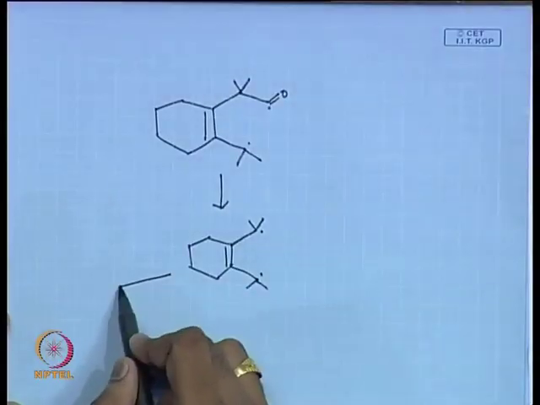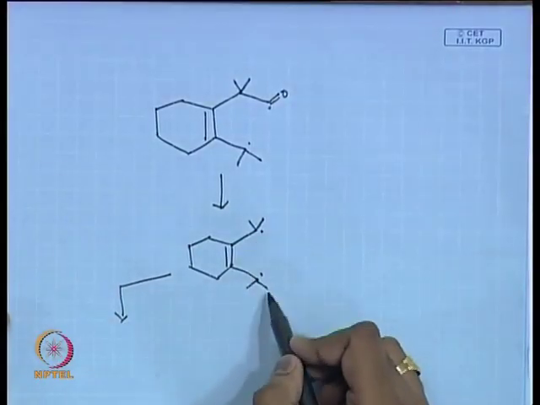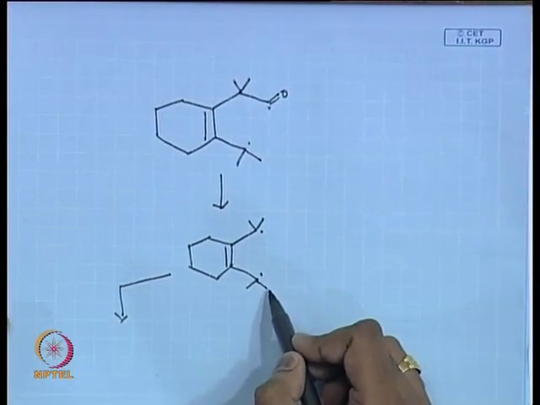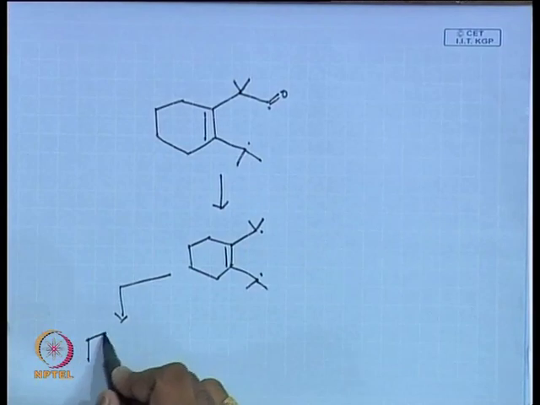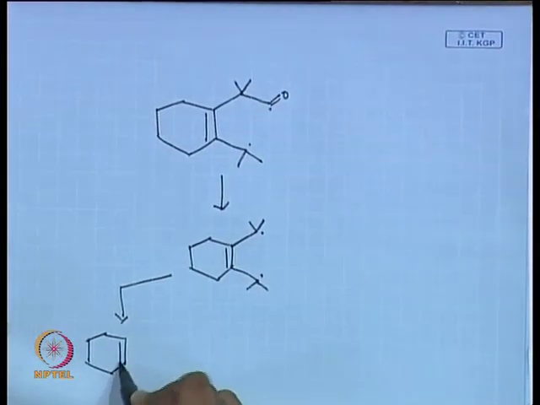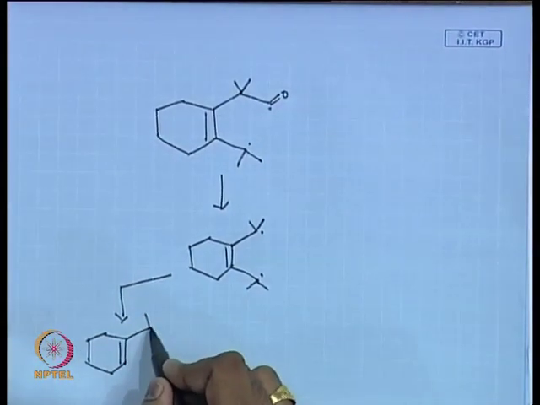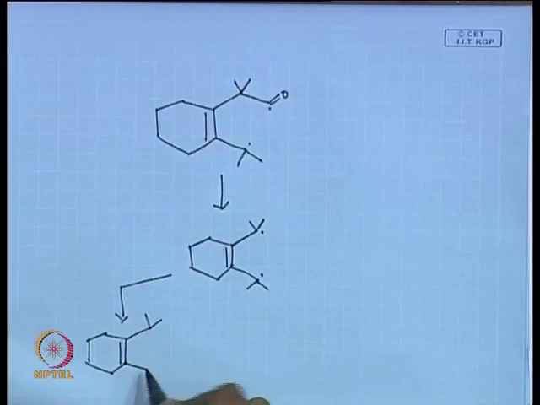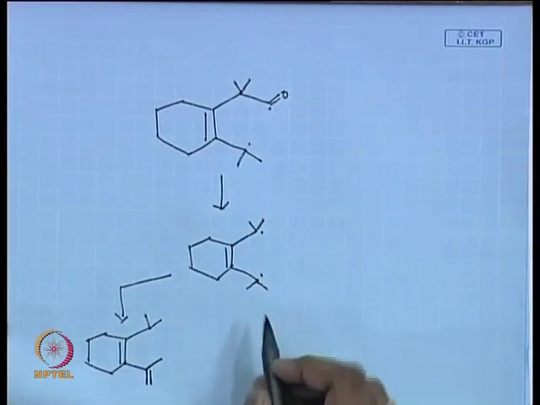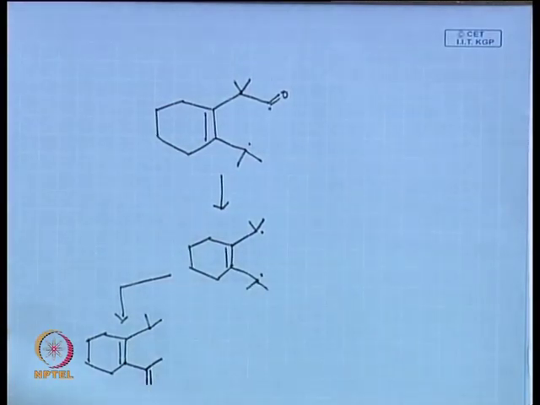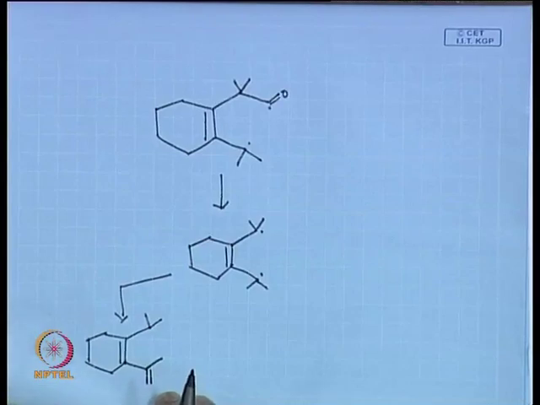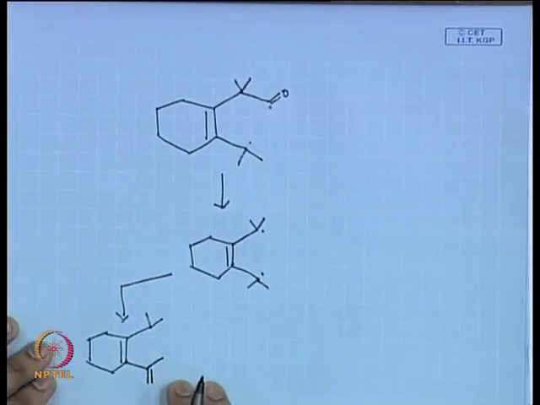So I can say that this radical can abstract a hydrogen from here. It can happen, because then I can get this product. I can abstract a hydrogen from here, because it is a methyl. So I can get a system like this. But this product is a minor product, fine.